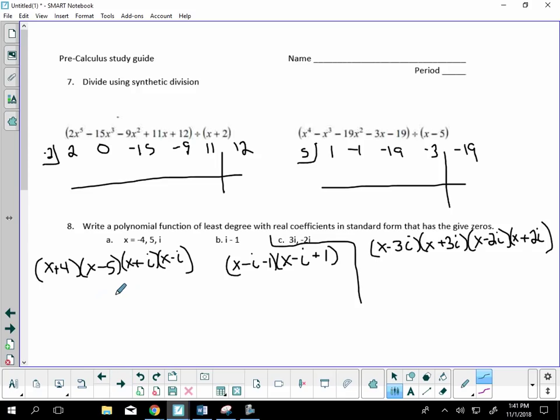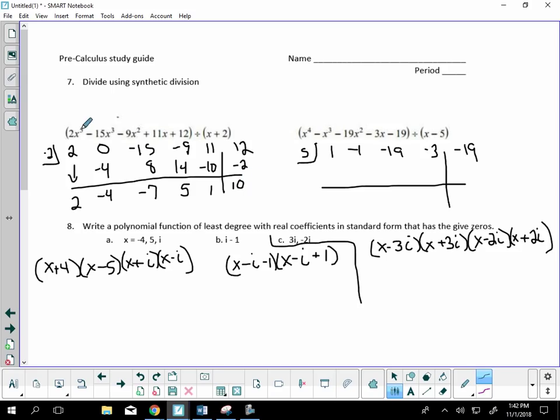On number seven, you want to divide using synthetic division. When it has parentheses, you put the opposite one in the box. So bring down your two, multiply, add, multiply, add, multiply, add, multiply, add, multiply, add. And hopefully I did that one very quickly. I didn't make any mistakes.